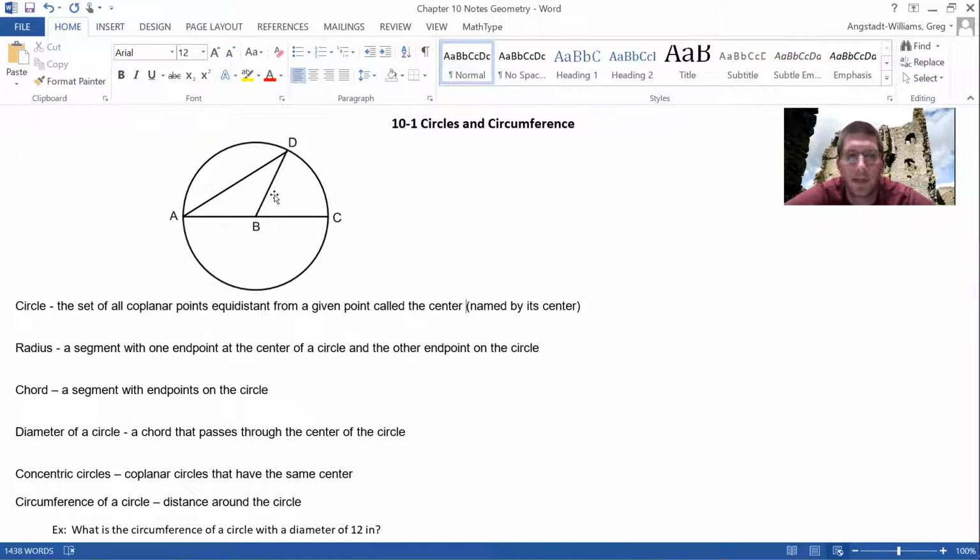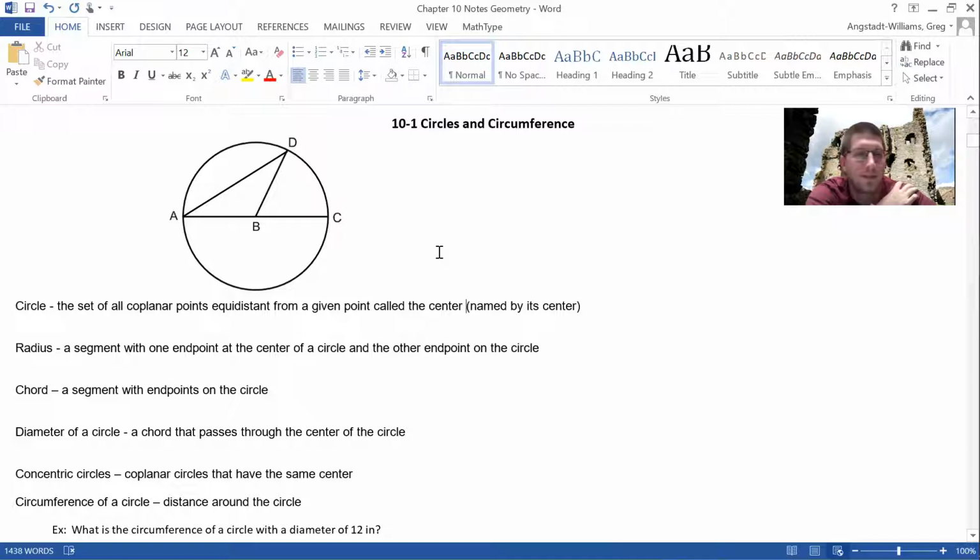A radius is a segment with one endpoint at the center of a circle and the other endpoint on the circle itself. So if you start at the center, in this case B, and you go to the edge of the circle, like up here at D, from B to D, that would be called a radius, right? And that's a line segment, so we'd name it like any other line segment that we've named so far in geometry. So we name that line segment BD. We would also have a radius BA or a radius BC, right? Line segment BA and line segment BC.